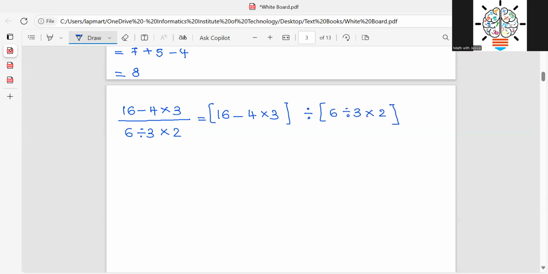Then what I do? 4 times 3, 12. Then I have 16 minus 12, right? Divided by 6 divided by 3, 2. 2 times 2, it is 4. And you write here 4. 16 minus 12, it is 4. 4 divided by 4, the answer is 1.